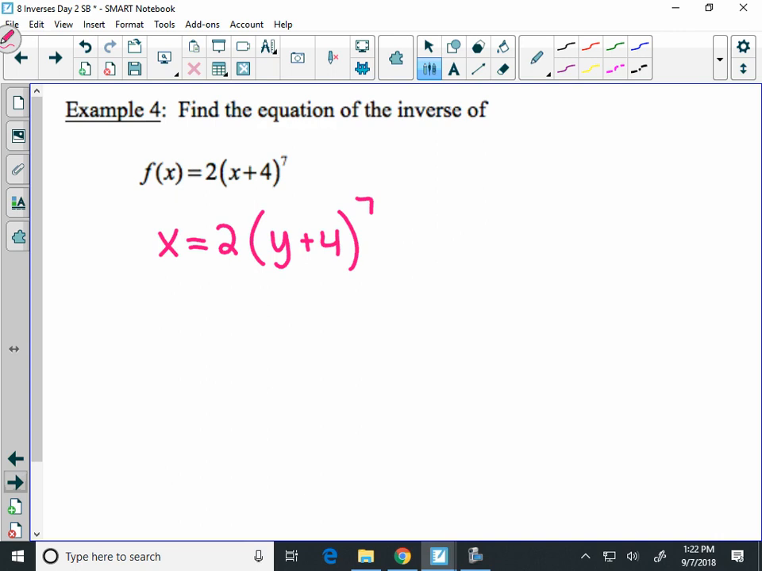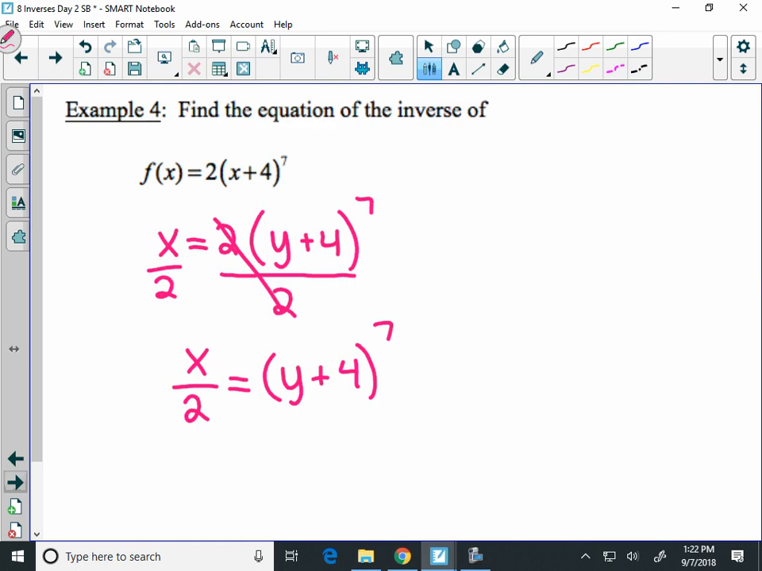So since this is 2 times, I have to move the 2. How do I move it? Divide. We're going to divide everything by 2. We're going to make that 2 go away. Okay. At least that's gone. That makes it a little bit easier. So now I have x over 2 equals the quantity y plus 4 to the 7th. Well, now what do you think you do next? Deal with the 7 or the 4?